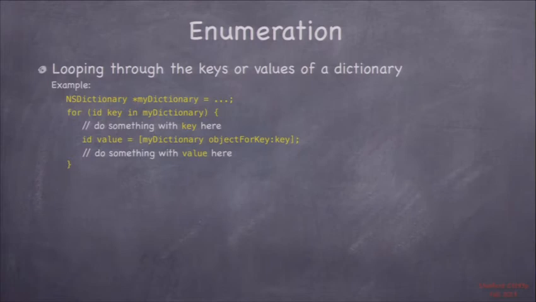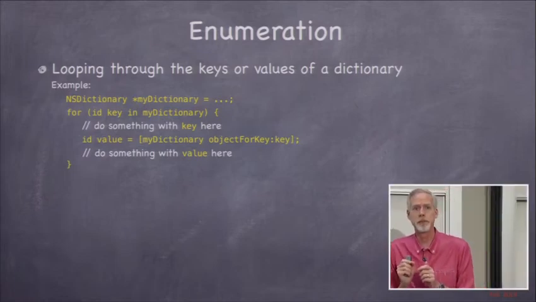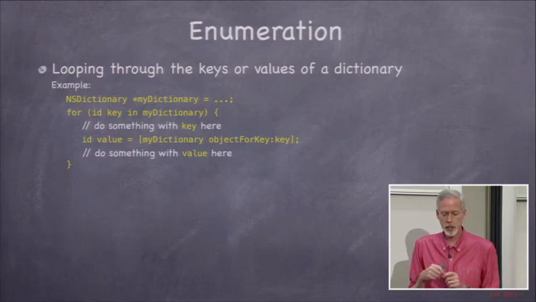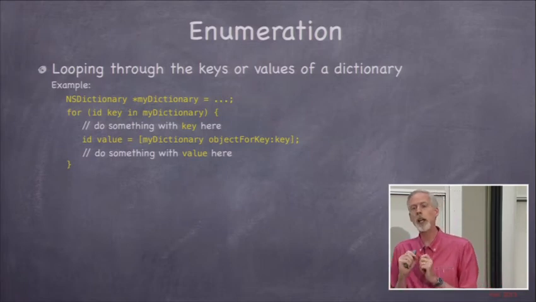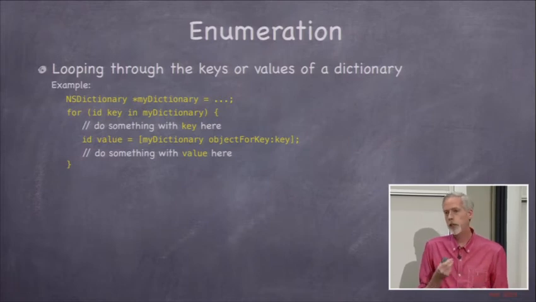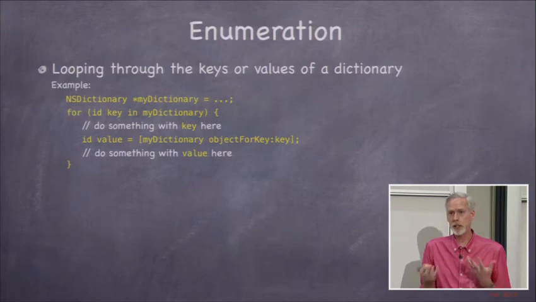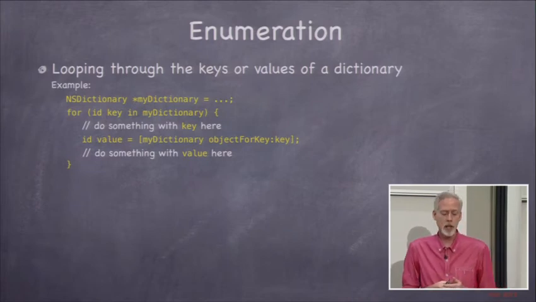Looping through a dictionary looks like this. You do for id key in the dictionary. So basically, when you do for in on a dictionary, you're looping through the keys. Now, of course, inside, it's really easy to just say value equals object for key, or even use the square brackets notation to get the value. So you're kind of looping through the values too, as long as your hashing is efficient, which it is if they're strings.